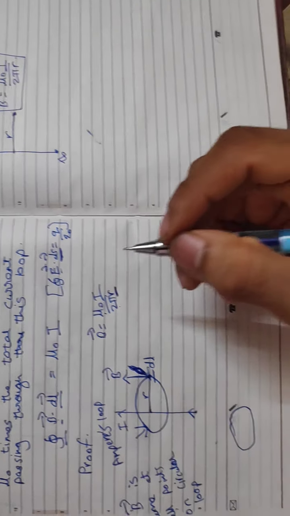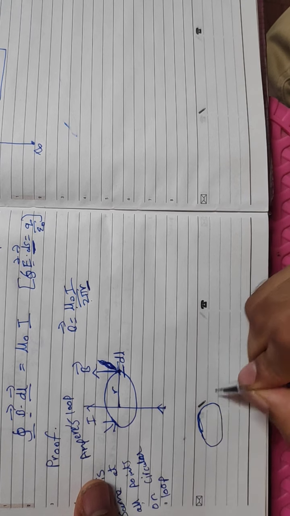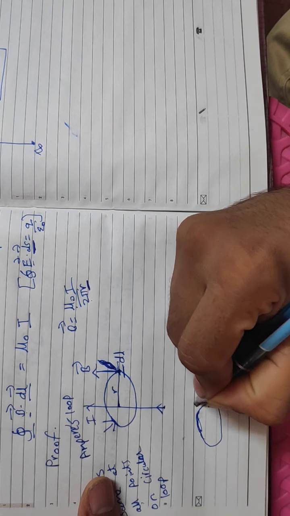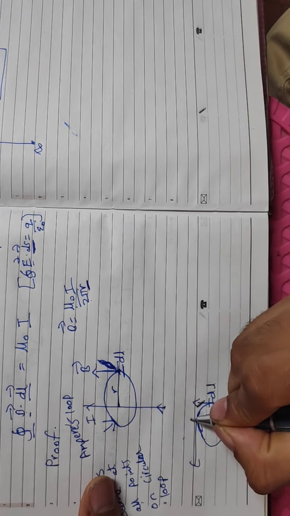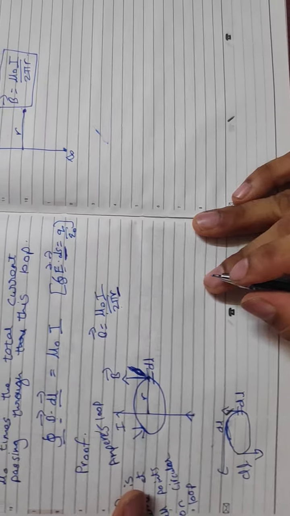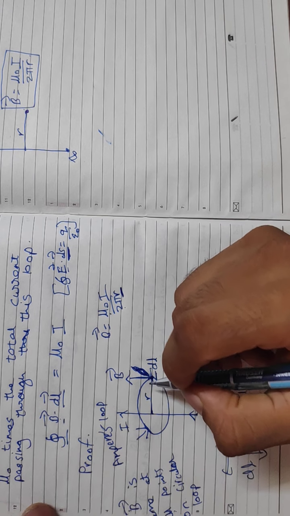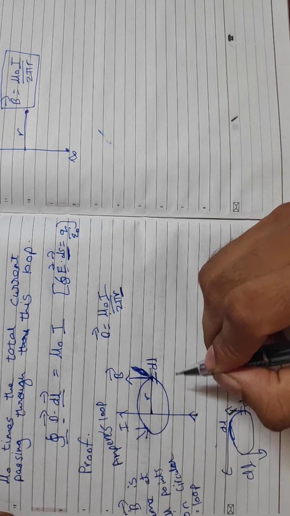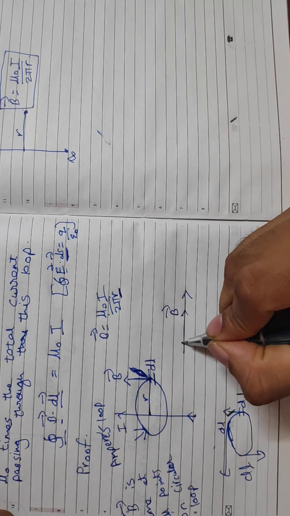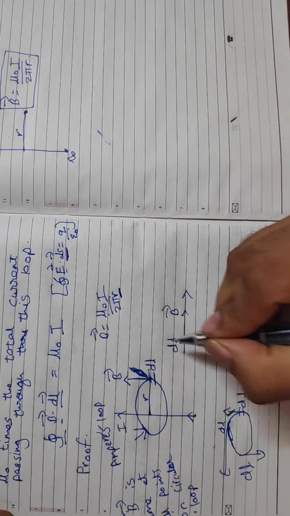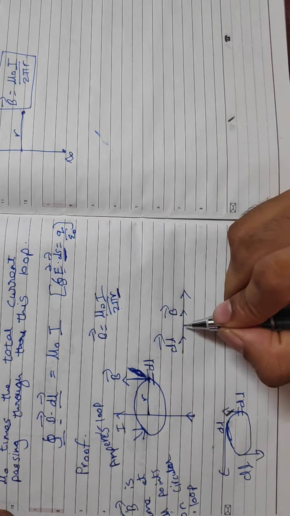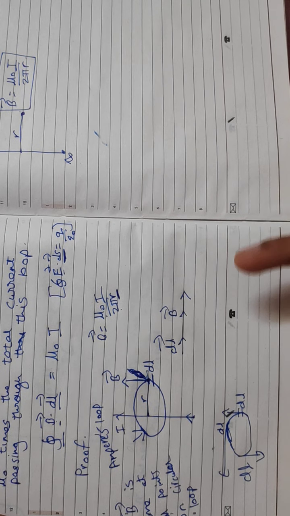Suppose I have a circle. If I take a small element dl over here, what will be its direction? Its direction will be tangential to the circle. At any point the direction of dl will be tangential to the circle. But here we have also found out that the direction of B is also tangential to this circle, which means that the direction of B and the direction of dl are both in the same direction.